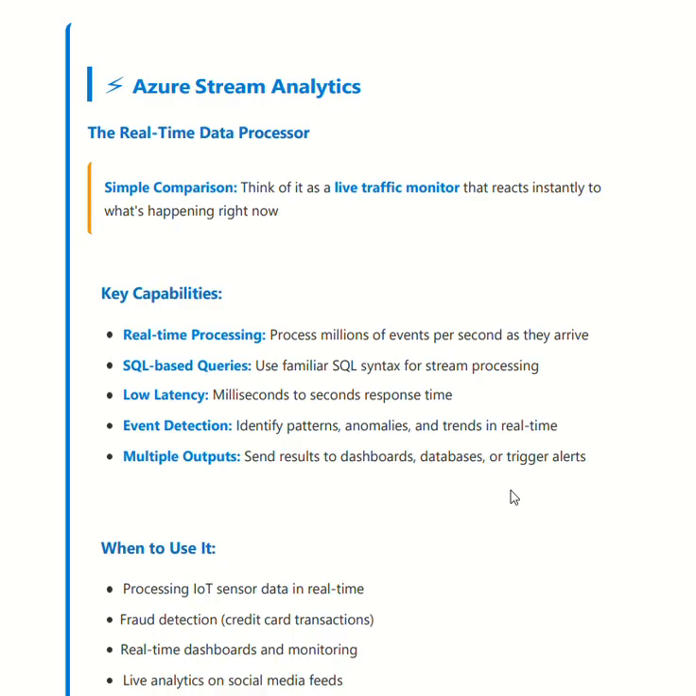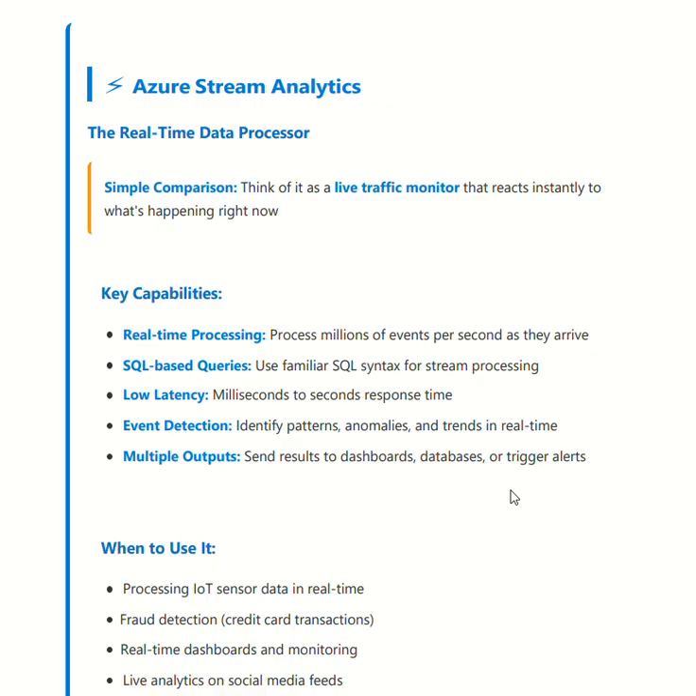When to use Stream Analytics? Use it for processing IoT sensor data in real time. Use it for fraud detection on credit card transactions. We can also use it for real-time dashboards and monitoring. We can use it when we need immediate alerts based on conditions.